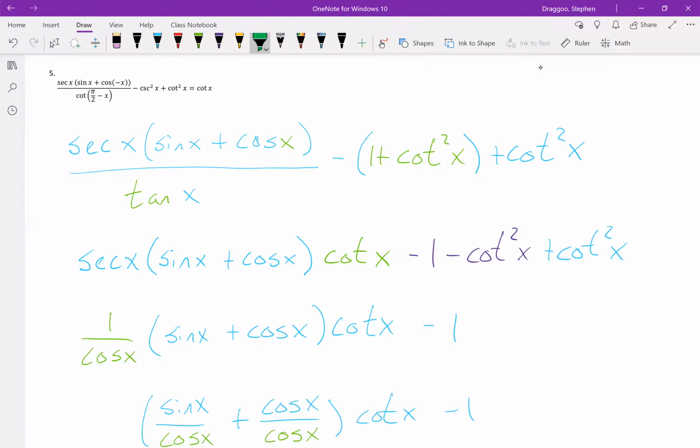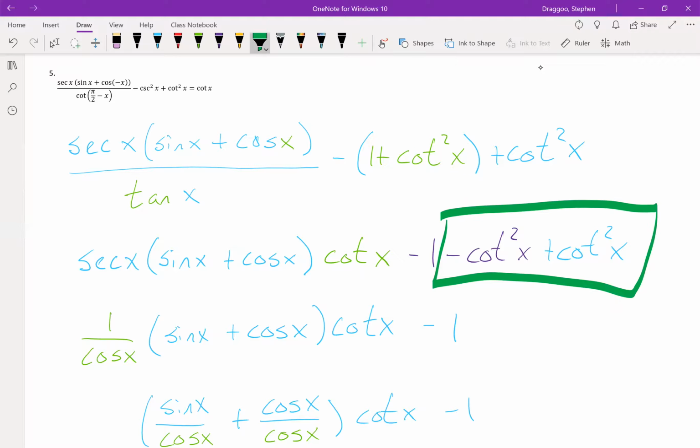Now, since things had bunched up quite a bit here, where I'd be writing a lot of green, I distributed that negative in purple again. So this negative right here from our first line becomes this purple expression after distributing it through my parentheses. Next, I have a negative cotangent squared and a positive cotangent squared. Those two pieces add to 0.